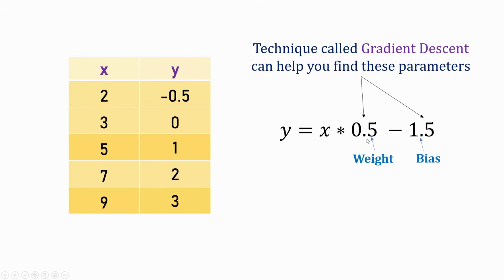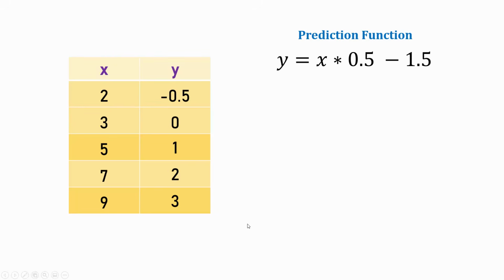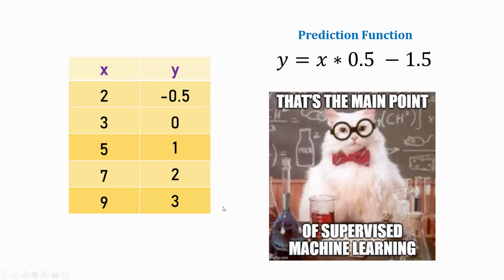Here 0.5 is called weight and 1.5 is called bias. This is simple linear algebra. As I mentioned before, this is a prediction function and it's the main point behind any supervised machine learning technique. It could be regular machine learning or deep learning.